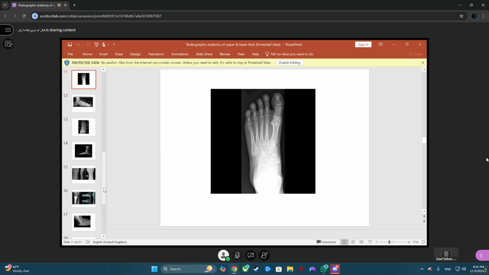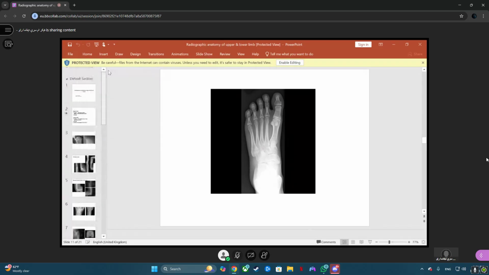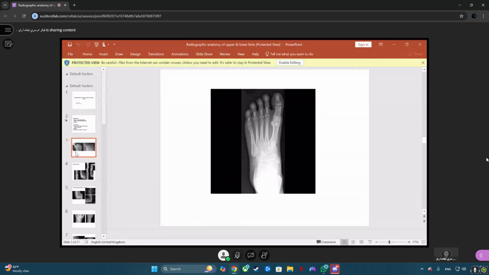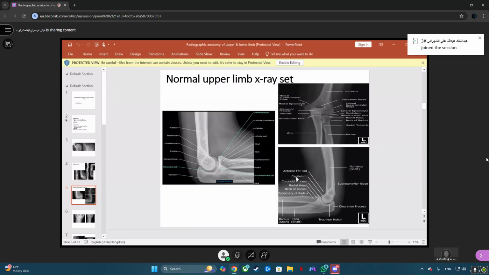Doctor, the underdeveloped elbow joint in slide 4, is it physiological or pathological? Physiological, yes. It is seen in small children. They are called epiphyseal joints, which are not completely formed. So that is physiological, normal. Okay, thank you.